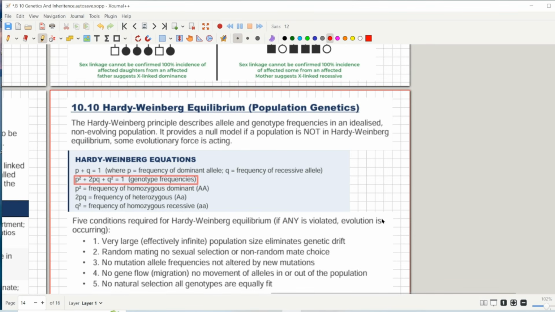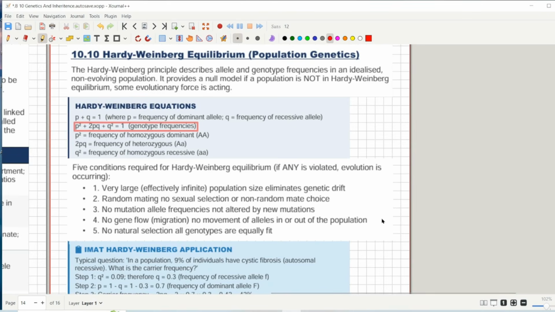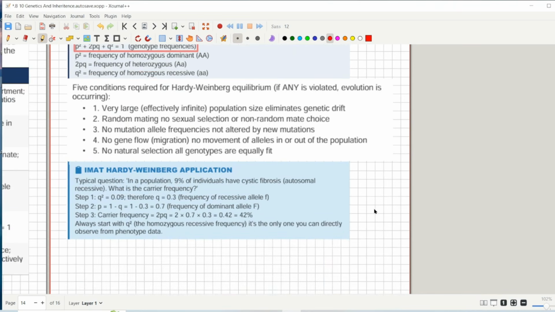These are the 5 conditions that shouldn't be violated. These are the conditions that should be followed for the Hardy-Weinberg equation, right? Without these 5 conditions, the equation would be invalid. So let's solve an MCQ that contains the Hardy-Weinberg theorem.